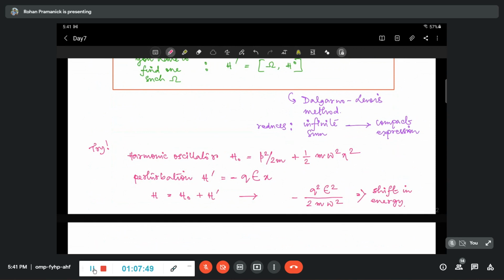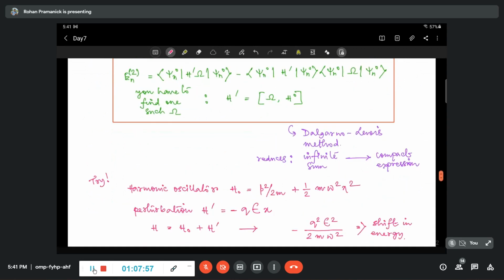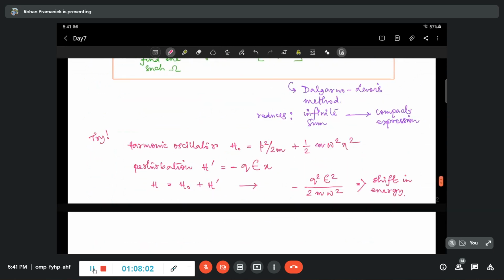Your first order is 0. Your second order, by any means you have done integration, adding them up and all those kinds of things. And if you are smart enough, you will do this Dalgarno-Lewis thing, and you find this kind of thing, q minus q square epsilon square and something like that. So someone now tells you, find out the correction for the third order.